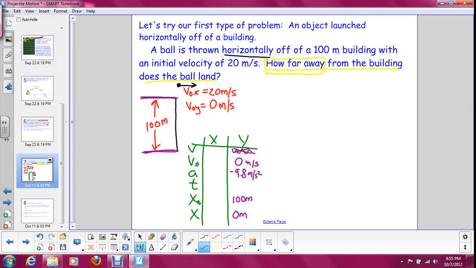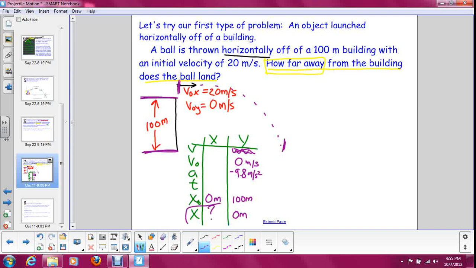The initial position in the x, we can call this point 0. We are arbitrarily saying from the edge of the building, it's 0. Do we know how far away it lands? Well, it's going to take the trajectory of a parabola. And do we know how far away it is? No. Do we care? Yes.